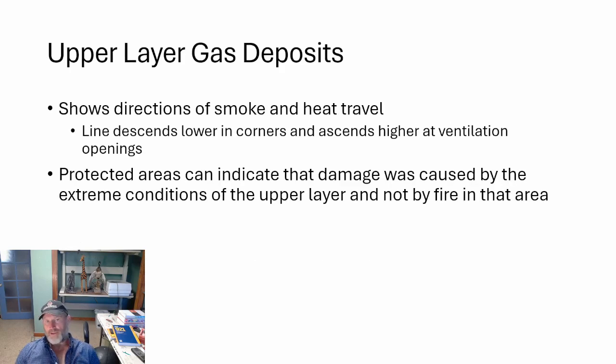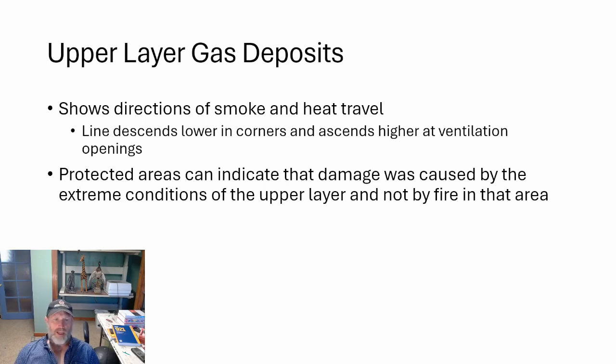Upper layer gas deposit shows directions of smoke and heat travel. So the line descends lower in corners, just because the ventilation patterns are such that the buoyancy doesn't allow the gases to be pushed out of those corners quite as well. It also ascends, that line of demarcation ascends at higher ventilation openings. So if you have a line of demarcation and there's a window open, you're actually going to see it go up toward a ventilation opening. That's actually a tool you can use because it will point toward possible openings that existed during fire conditions.